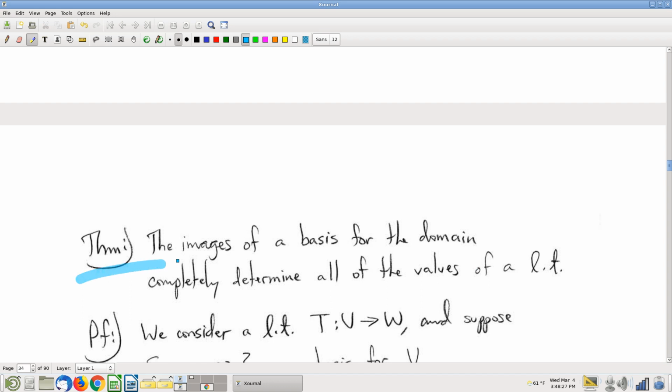There's a theorem. This is a nice theorem. This is actually kind of a shocking theorem.